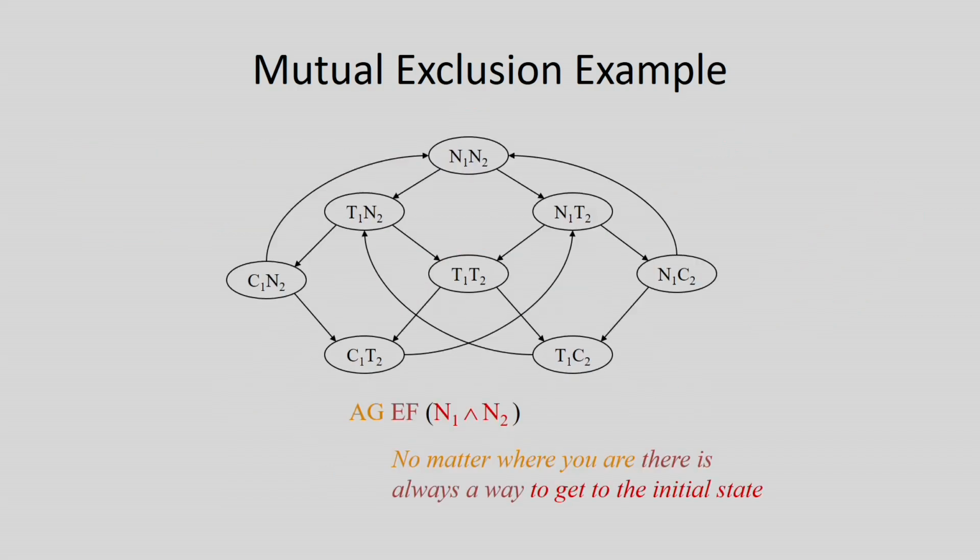Now, what are the properties that we are going to specify and verify? One simple example: no matter where you are, there is always a way to get to the initial state, and in our system we are considering this as the initial state. It says that wherever you are, from any position there is always a scope to come back to the initial state.